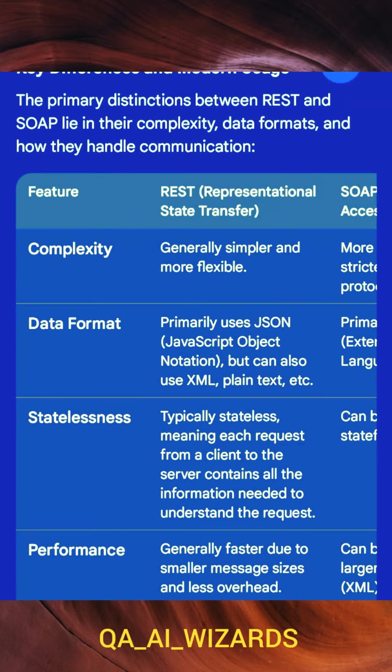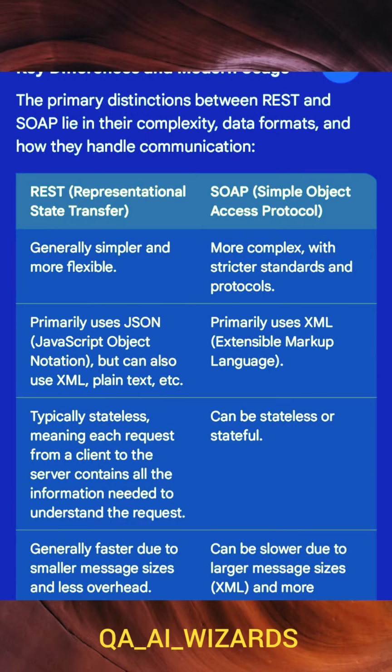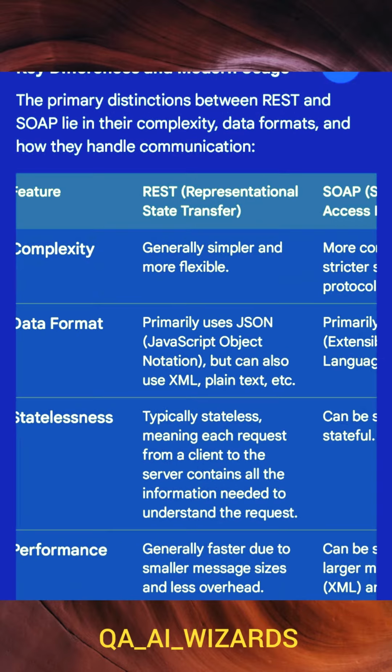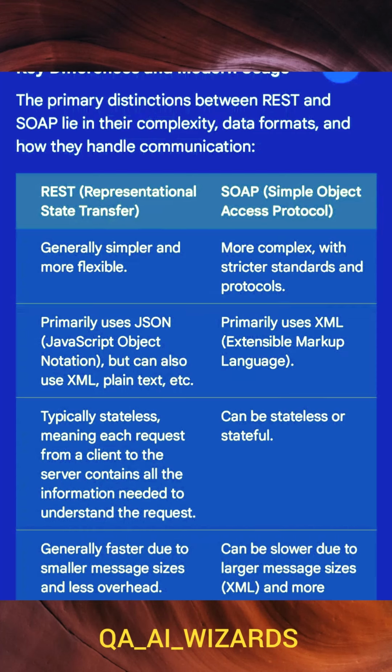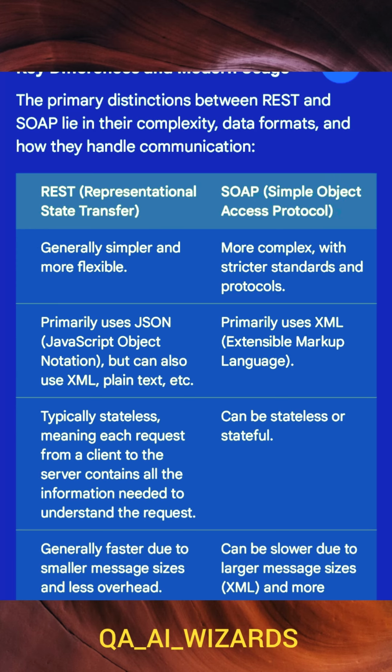Feature. REST: representational state transfer. SOAP: simple object access protocol. Complexity. REST is generally simpler and more flexible. SOAP is more complex, with stricter standards and protocols. Data format. REST primarily uses JSON, JavaScript object notation, but can also use XML, plain text, etc. SOAP primarily uses XML, extensible markup language.